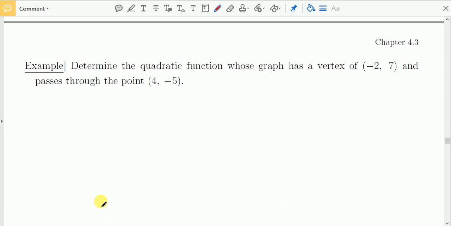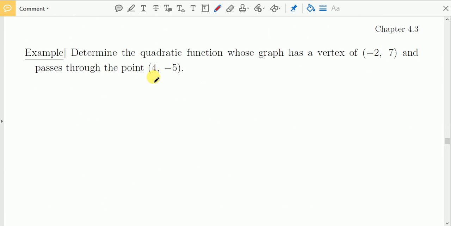The next example: determine the quadratic function whose graph has the vertex of this and passes through the point. So be careful. We are trying to look for the quadratic function, and we know that it has the standard form a(x minus h) squared plus k, right? Now we want to find this equation, and we are missing a, h, and k. We need to find these 3 values, then we are done.